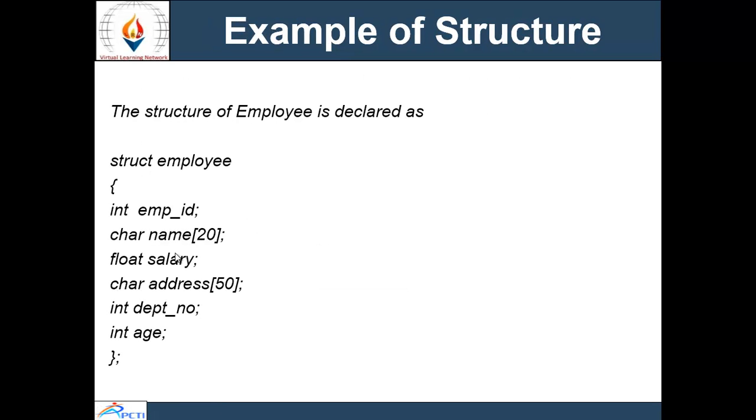I'll show you an example of a structure. To store the information about an employee, I am using a structure. I have written struct employee, and the member names are int empid, name is of char type, salary is of float type, and address is of char type, and department number, for which I have used integer type, and age of integer type.